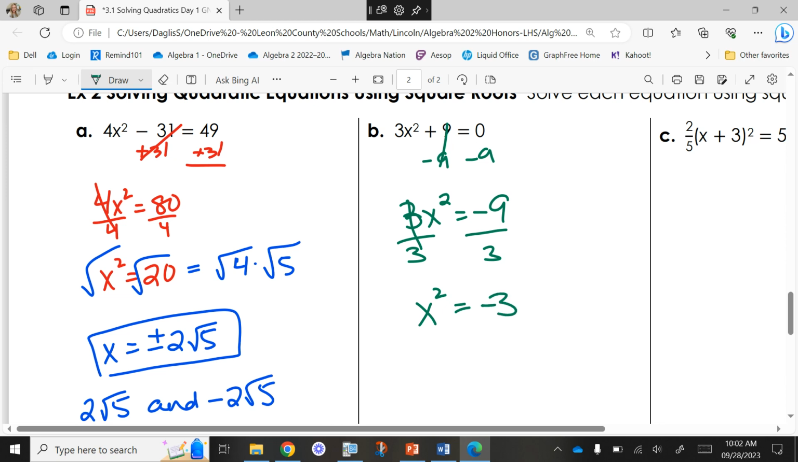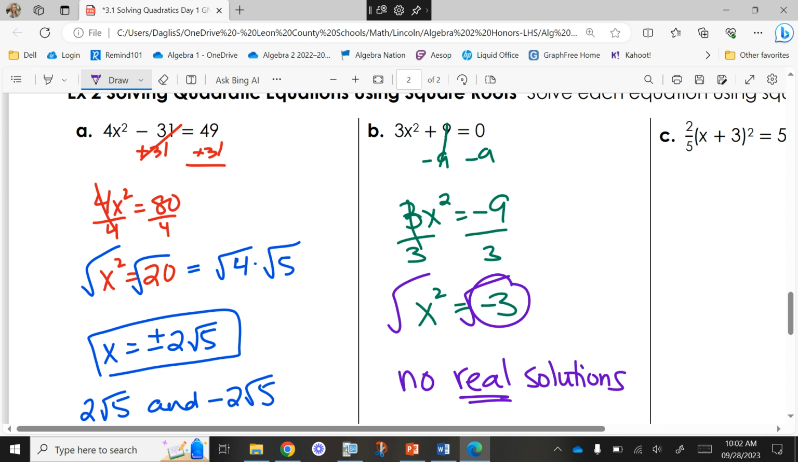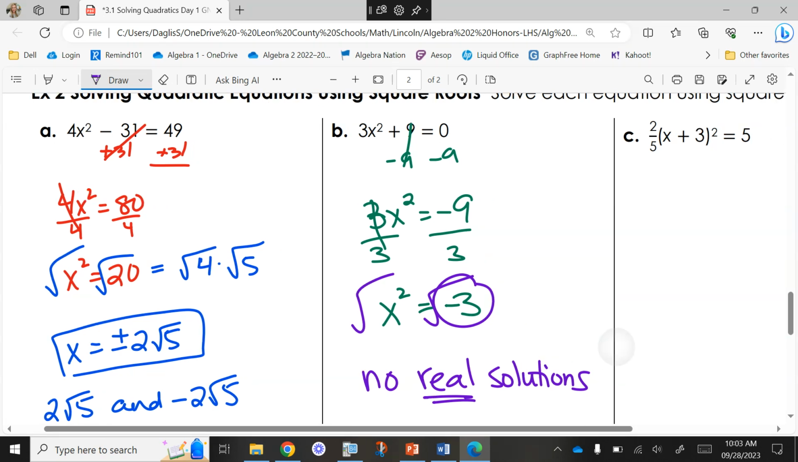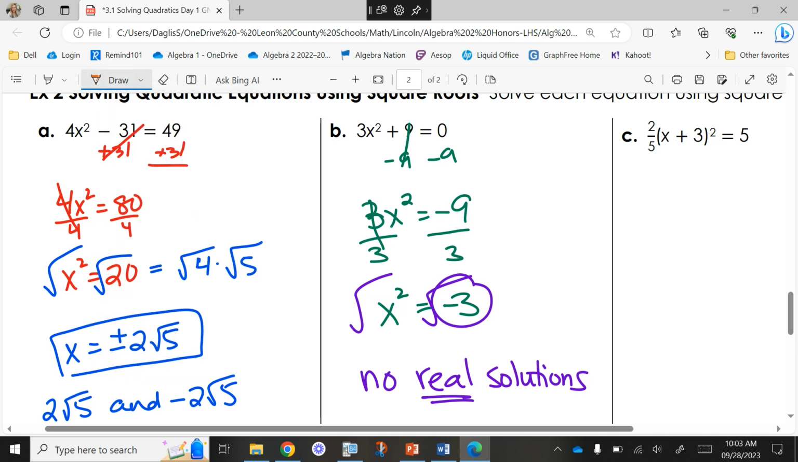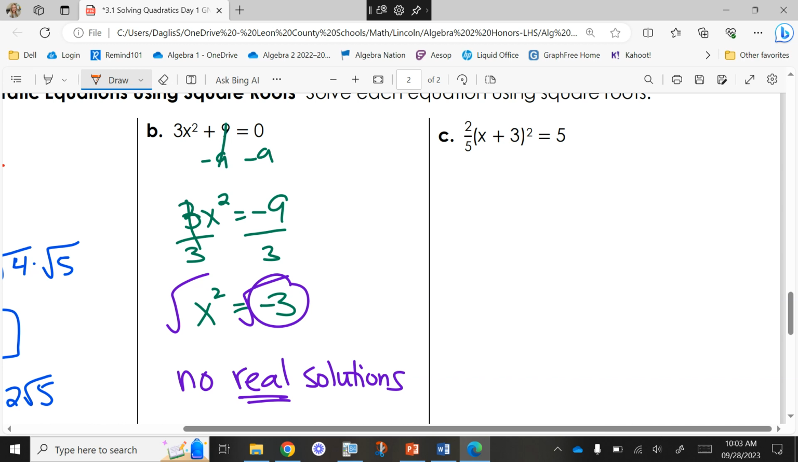Can we, right now, take the square root of a negative number? No. As of right now, we cannot do that. So we're going to say no real solutions. Because next week, when we get the imaginaries, then we can keep going. But today, we cannot. I actually have a video to answer that question for you next week. Fun fact.